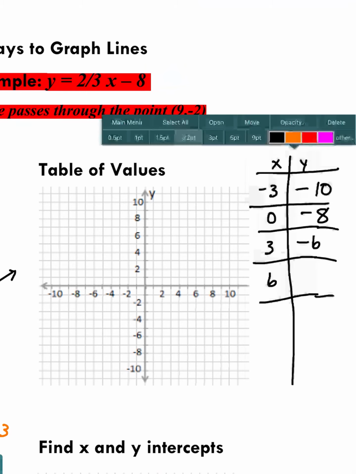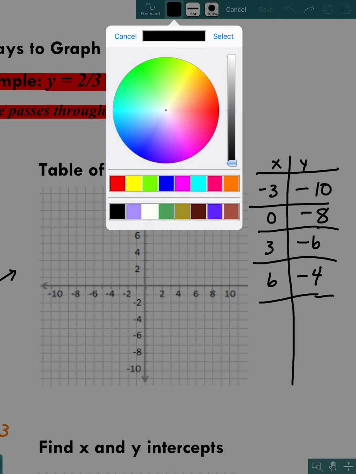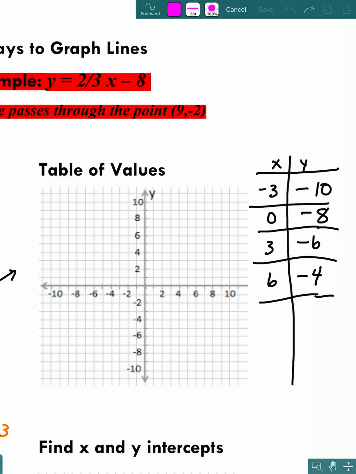So the next one, if x is 6, I can replace x here with 6, multiply it by 2, divide by 3, and then subtract 8, and I'll get negative 4. Now, as a fun fact, if you have a table of values, you can actually see the slope right from the table. So here, our y values are changing. They're going up by 2. So we have a rise of 2 each time. Our run over here is a change of positive 3. We're going up by 3 each time.